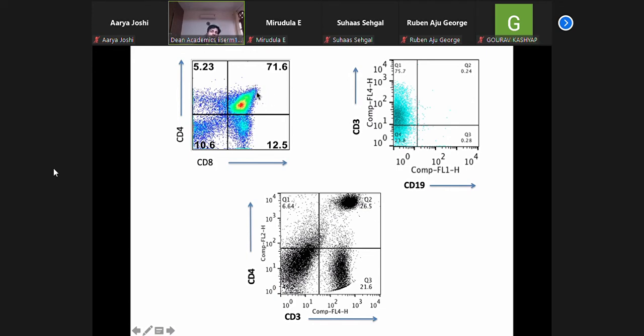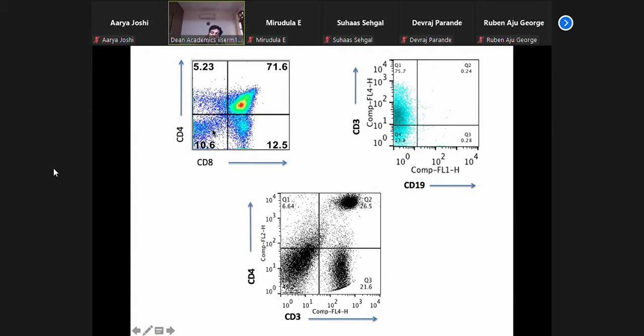Right. Now, if you look at the expression of CD4 and CD8, and you find that there is a significant proportion of your lymphocytes which express both of these markers, then invariably this sample was prepared from thymus. And why? Because thymus is the site where development of these different T cell subsets, CD4 and CD8, takes place. Okay.